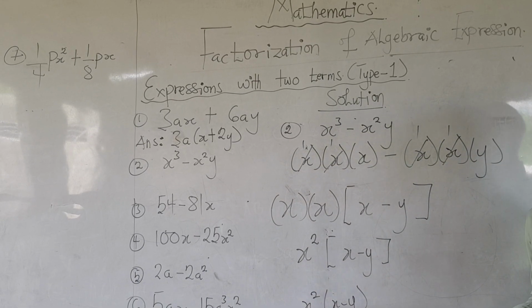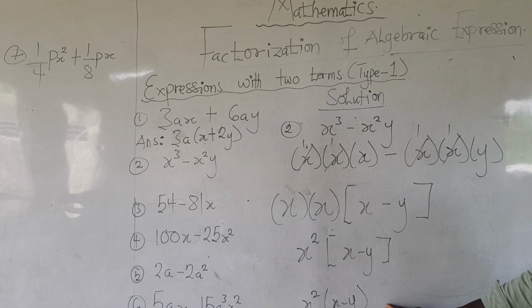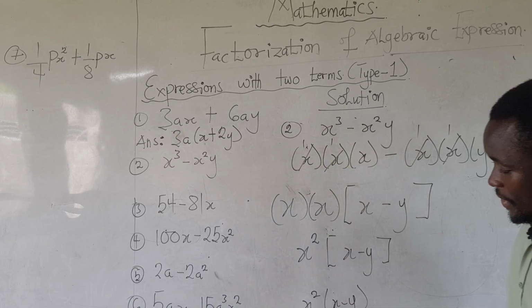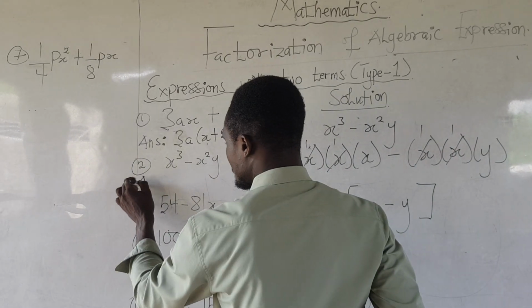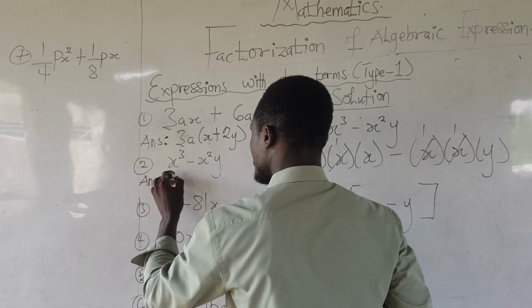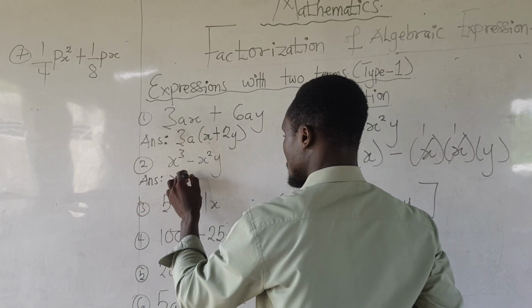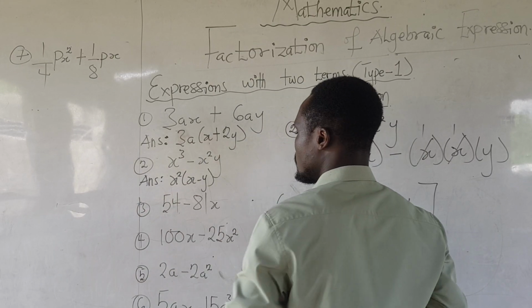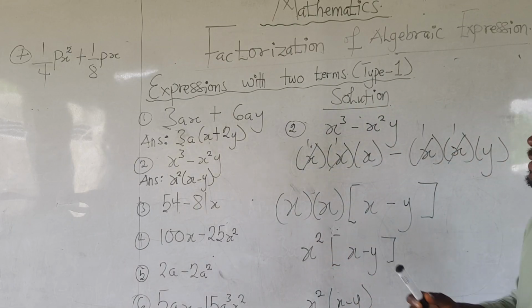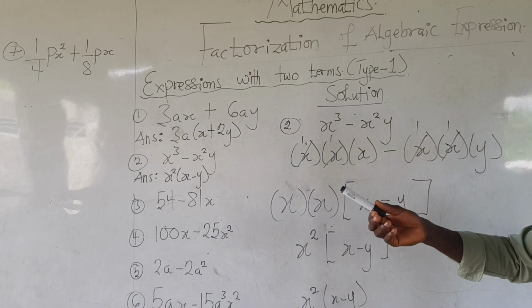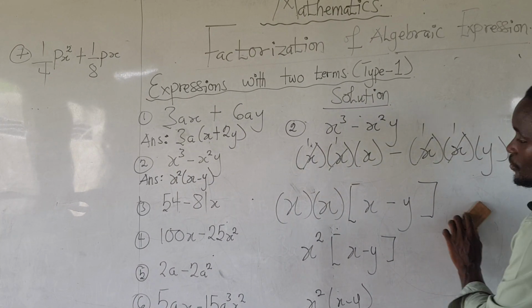I believe you get the concept. Thank you very much. So our answer for question number 2 is x squared in a bracket x minus y. So that's what we are getting for question number 2. Now quickly we dive into question number 3 also.